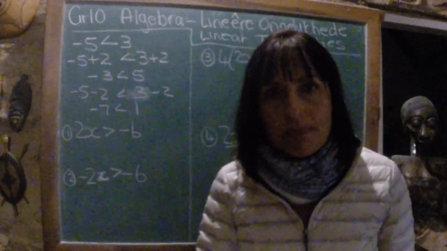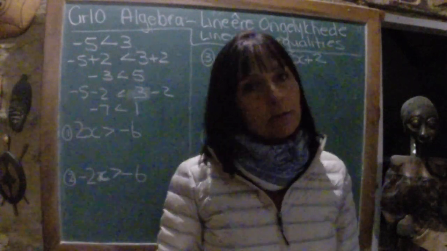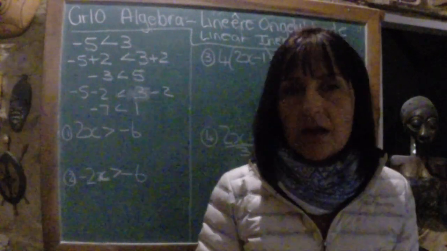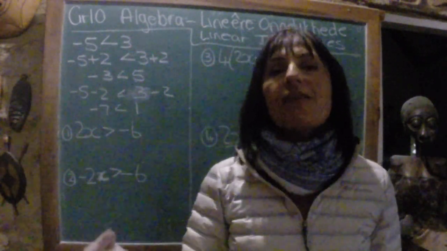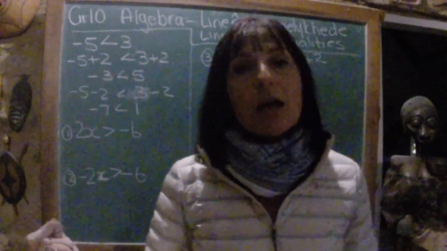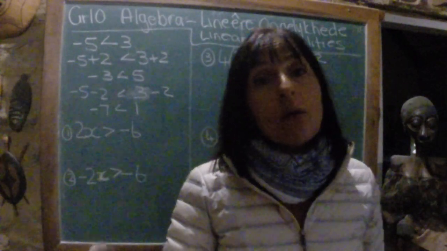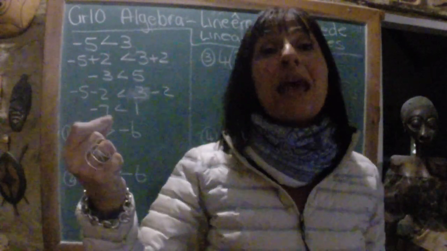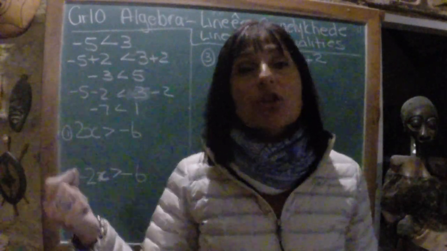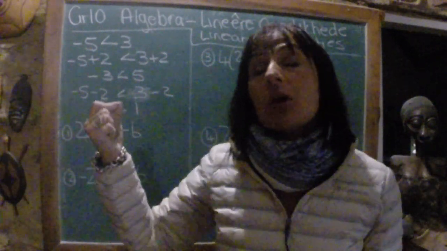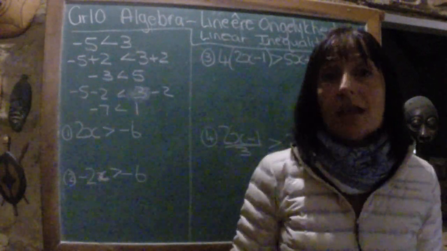Behalwe as ons maal met 'n negatiewe getal. This is very important. As ons maal of deel met 'n negatiewe getal, draai my ongelykheid om. If I multiply or divide with a negative, my inequality will switch to the other inequality. Look at the example and listen carefully.